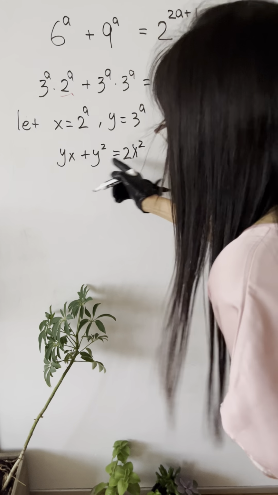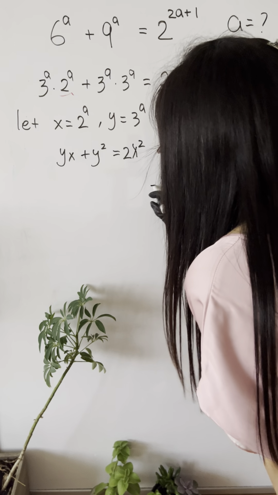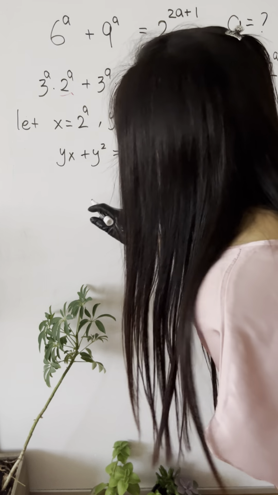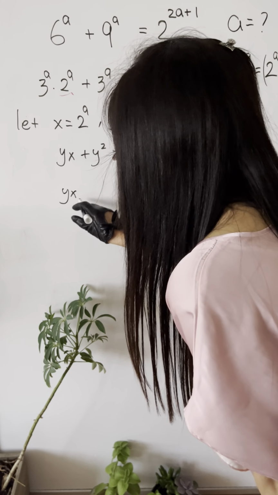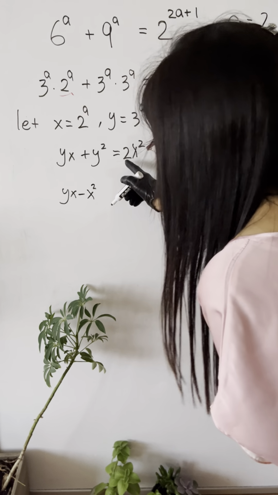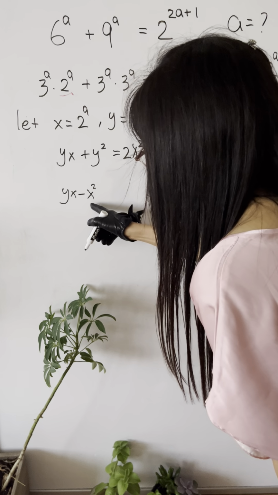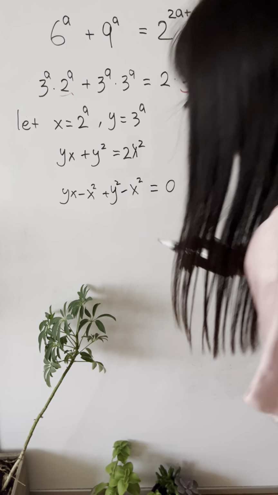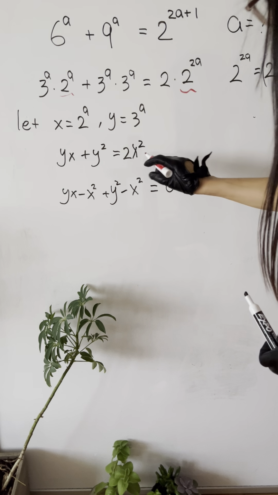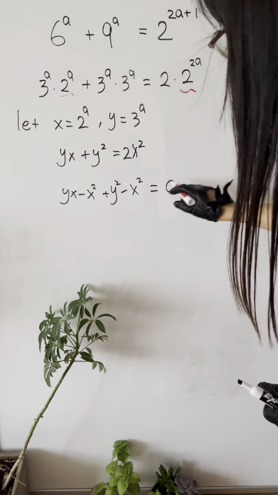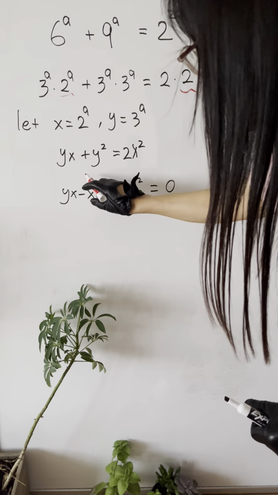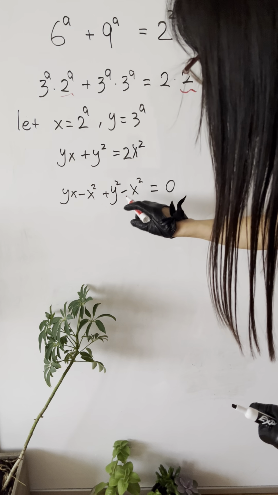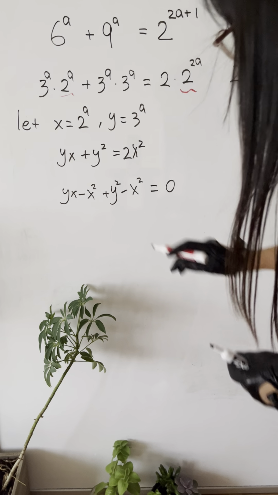So we want to make this into a factored form, right? So we move 2x squared to the other side, and it becomes negative. So we have yx minus x squared. We want to break negative 2x squared into minus 1x squared, then another minus x squared. So we subtract 2x squared on both sides. The right hand side gets 0. The left hand side, we subtract 1x squared, subtract another x squared. In total, that's subtracting 2x squared.